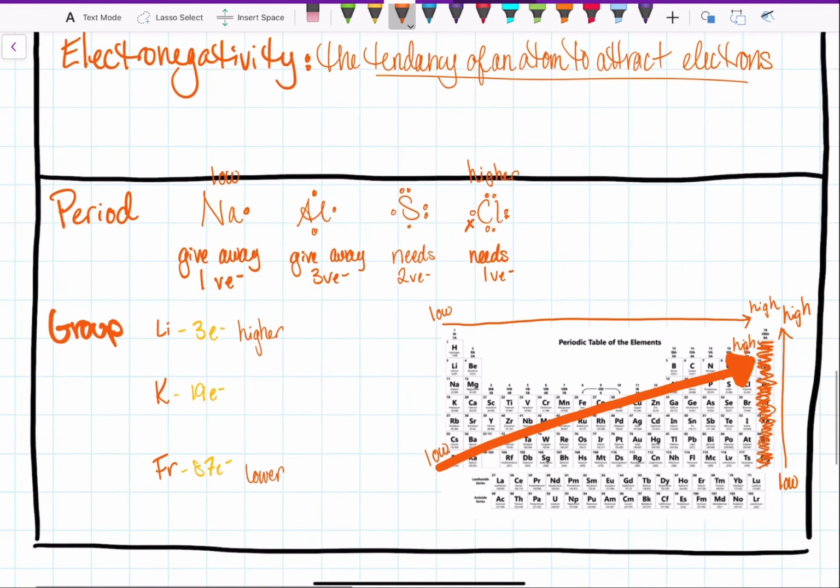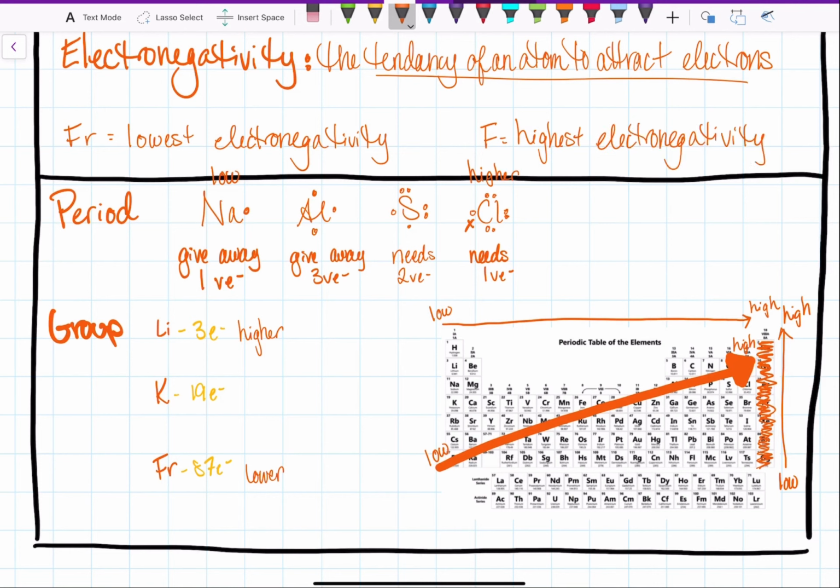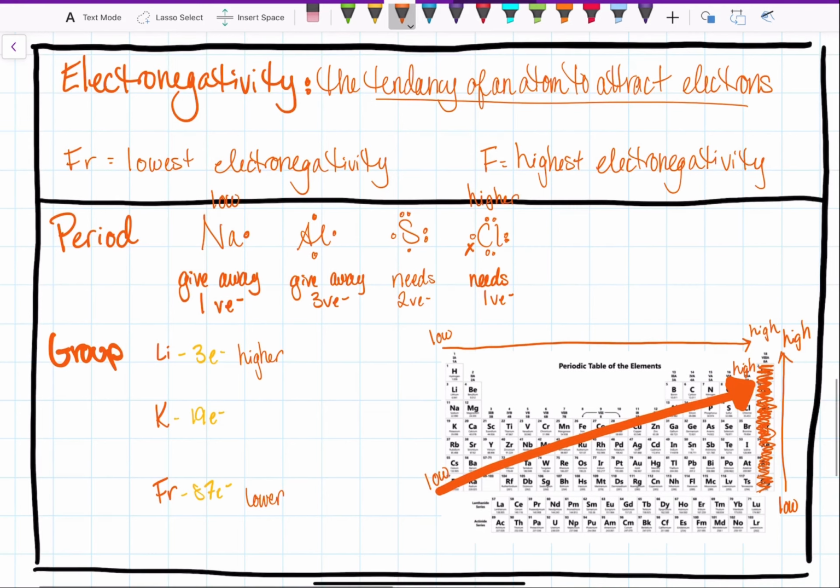So let's jot that down. Francium, Fr, has the lowest electronegativity, and fluorine has the highest electronegativity. And then our noble gases, they don't attract any electrons whatsoever. So they do not participate in this trend.